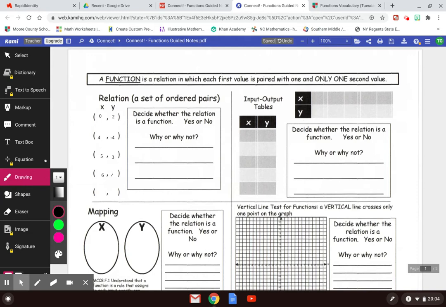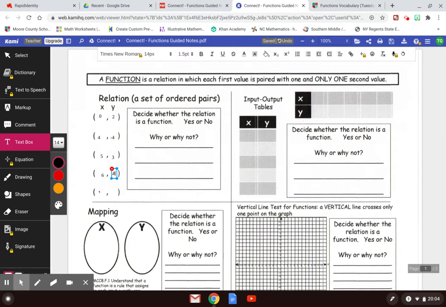What's happening here? Okay, that's it, just an 8. I don't know where those marks are coming in from.